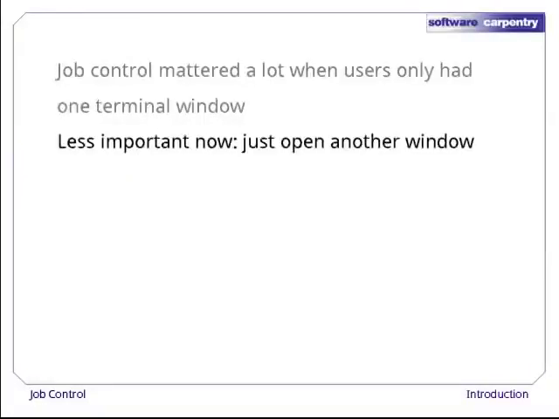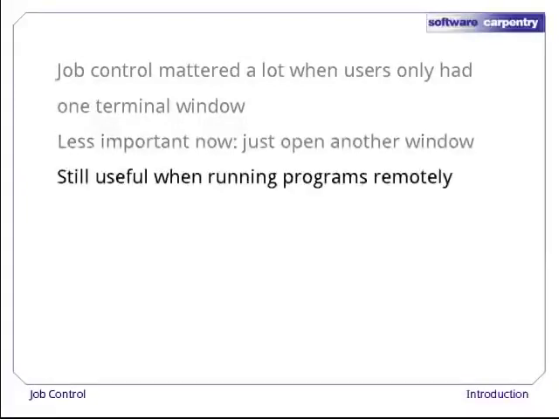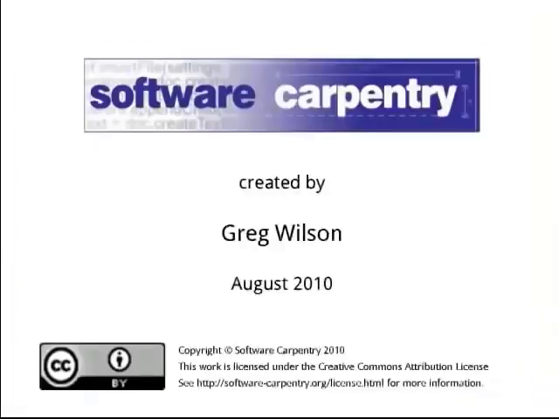Job control was important when users only had one terminal window at a time. It's less important now. If we want to run another program, it's easy enough to open another window and run it there. However, these ideas and tools are making a comeback, as they're often the easiest way to run and control programs on remote computers elsewhere in the network. A future episode will take a look at how we can do that securely. First, though, we need to look at shell variables.